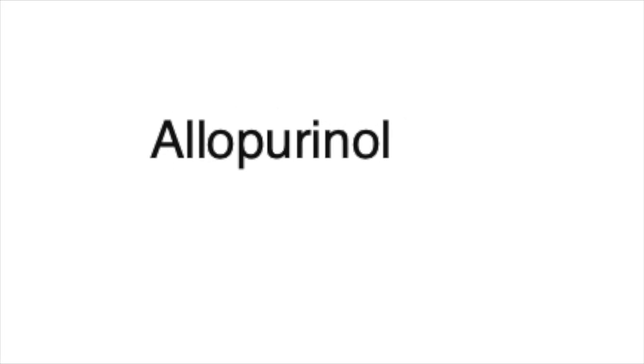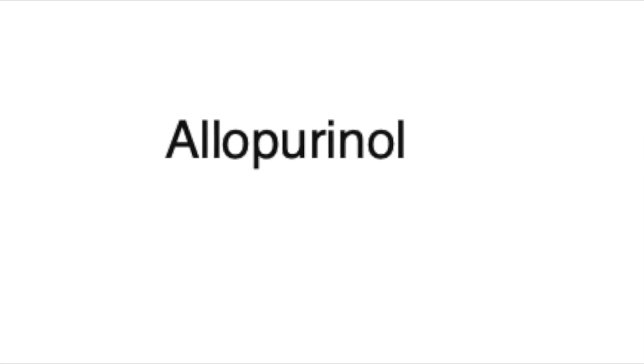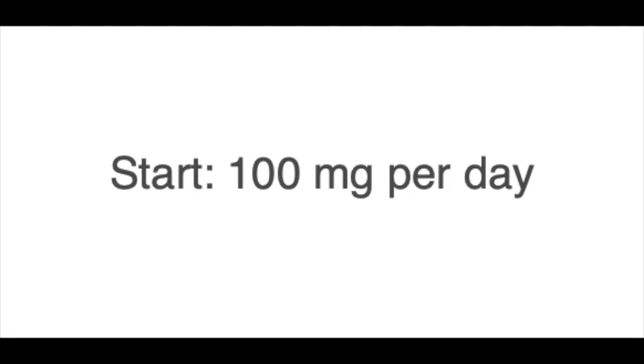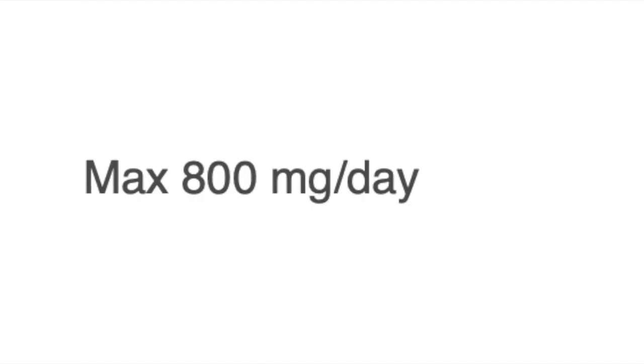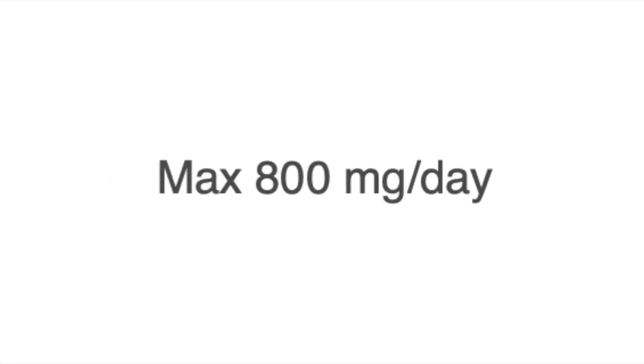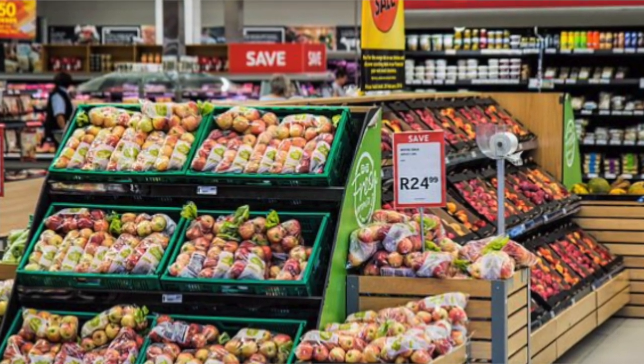Tip number 4. Allopurinol is one of the most common maintenance medications for individuals who have gout. It's typically started at 100 milligrams daily and then increased. That's the goal, with the maximum being 800 milligrams per day. Allopurinol should also be given with food.